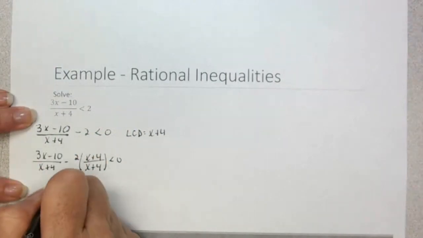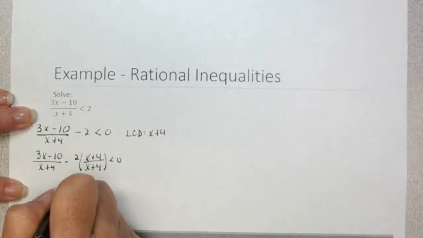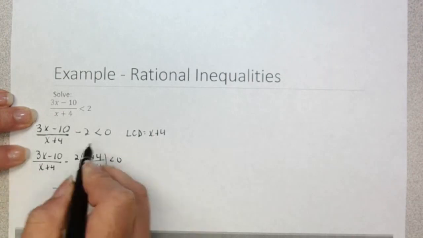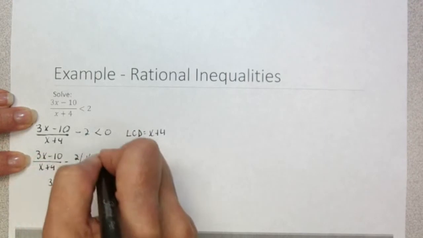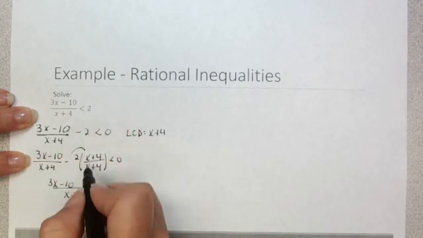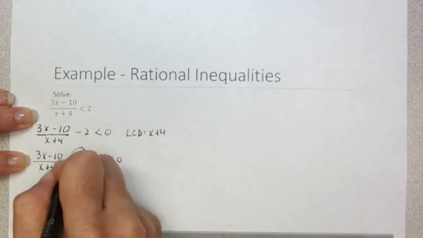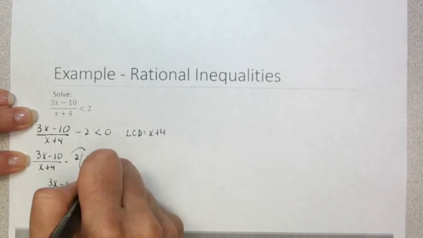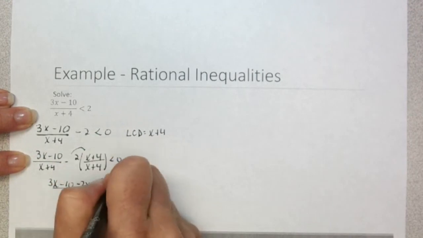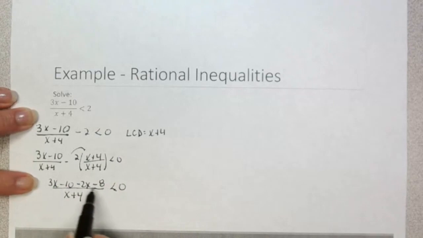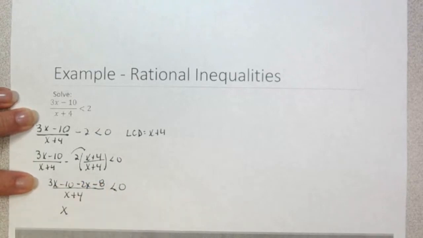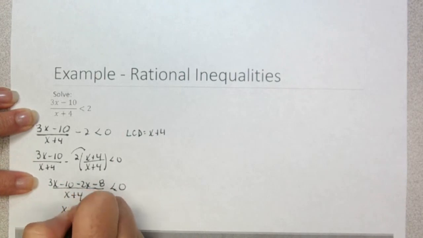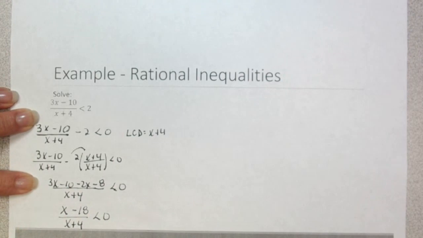So now our common denominator is x plus 4. My numerator is 3x minus 10. Let's distribute that negative 2: minus 2x, because negative 2 times x is minus 2x, and negative 2 times 4 is minus 8. Less than 0. Let's simplify that numerator a little more. 3x minus 2x is x. Negative 10 minus 8 is negative 18, over x plus 4, less than 0.